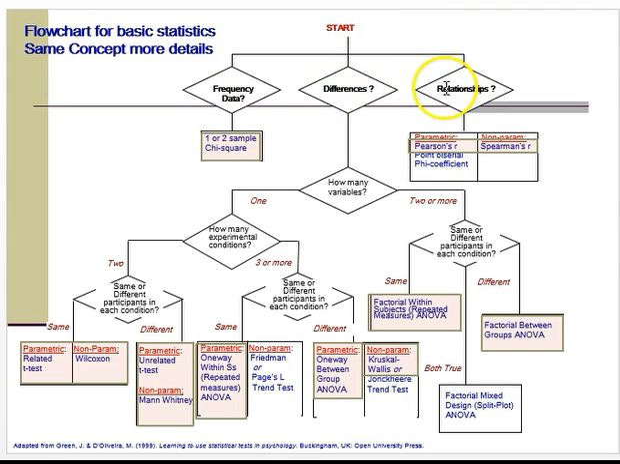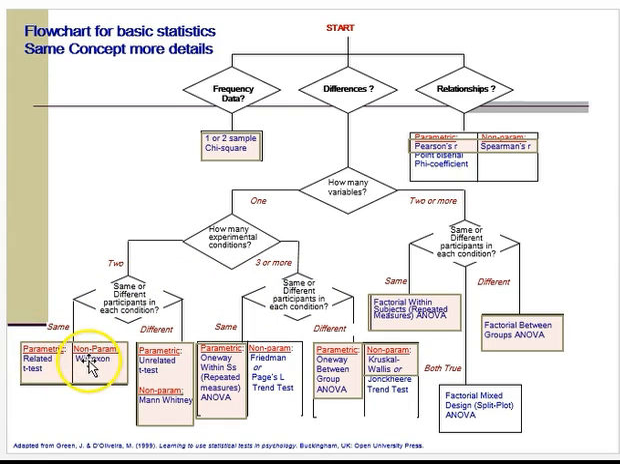But then over here, it's again asking about the research question. Looking for differences or looking for relationships? How many variables? How many experimental conditions? So this would get into how many independent variables you are using. Here we are getting back into whether or not we have independent or dependent observations.